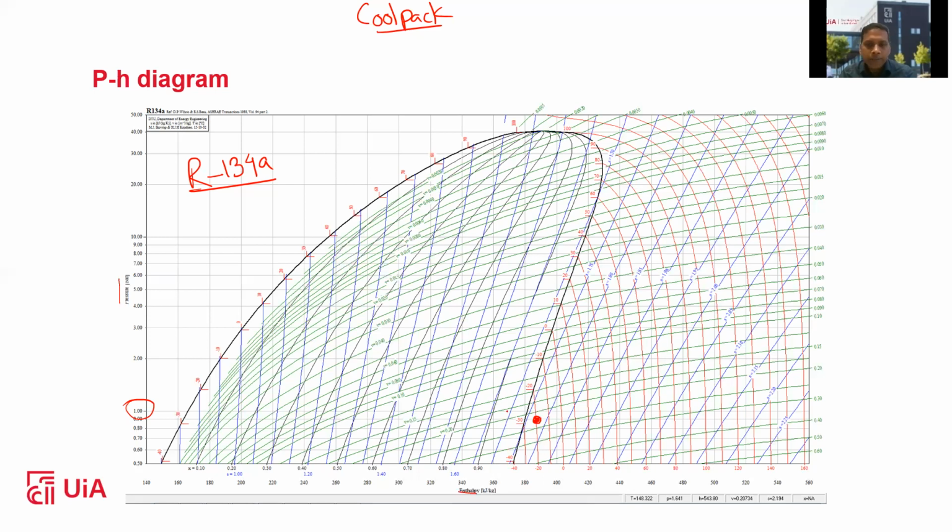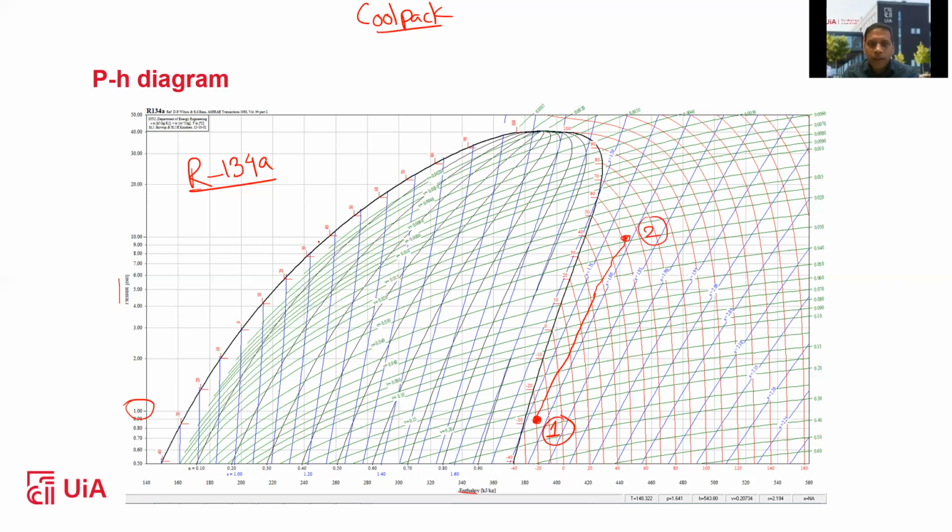Okay, and then the entropy will remain the same. This is point 1, and then you can draw a line as the entropy remains the same. So it could reach 10 bar, here, with the same entropy, and it will reach until in here. Okay, so this is the entropy line. You have to make the balance at that point. So this is point 2.